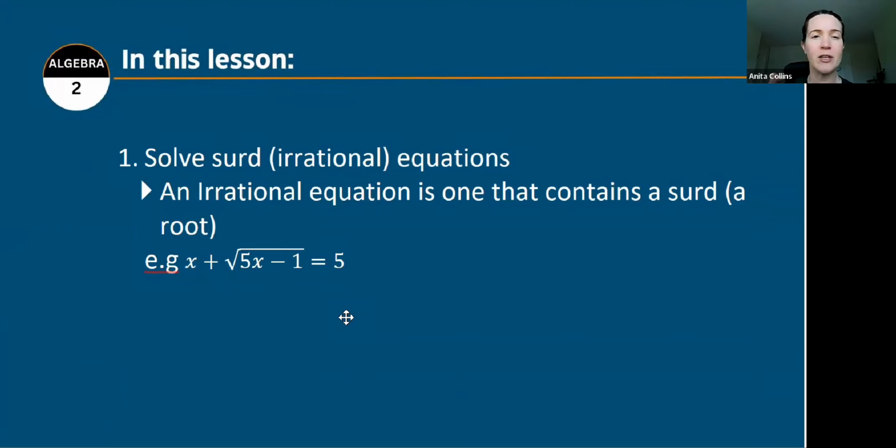And just to clarify, when we talk about an irrational equation or a surd equation, we're talking about one that contains a square root or a surd. So, you can see this equation here is an equation because it has an equals, and it's a surd equation because it has this square root.